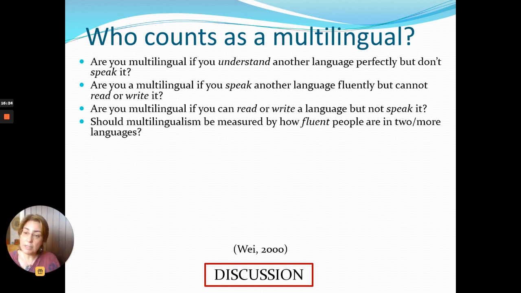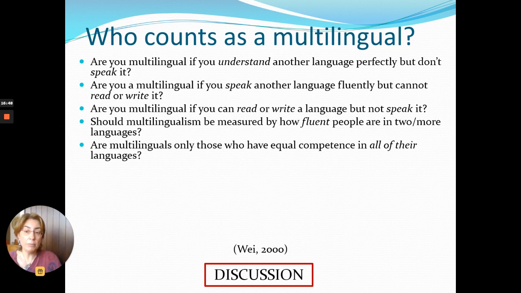What is that difficulty related to? Is it related to your knowledge of the language? Is it related to the typical communicative style or conversational style of the community in which that language is spoken? What are the different measures that we can apply to decide whether a person is fluent in a language or not? Now, are multilinguals only those who have equal competence in all of their languages?